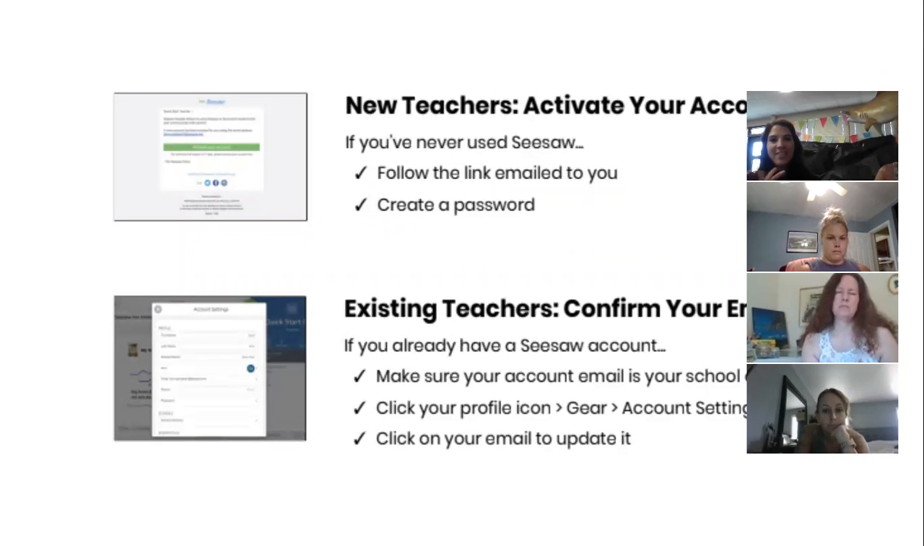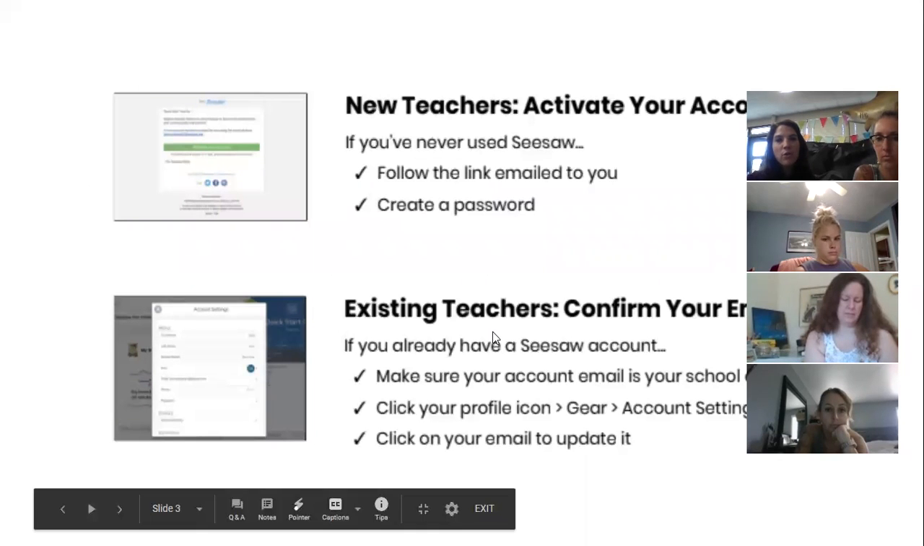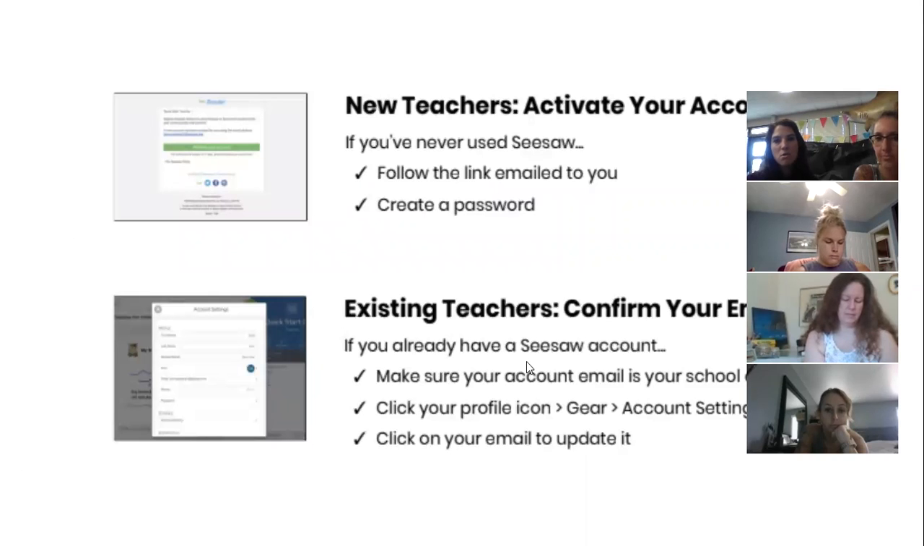So you should have already gotten this. Activate your account. Make sure that it's your school email, create a password, all that good stuff. But everyone sounds like they've already been able to do that. And I don't think anyone on here had an account. So if you already had one, all you had to do was confirm it into the Seesaw schools.